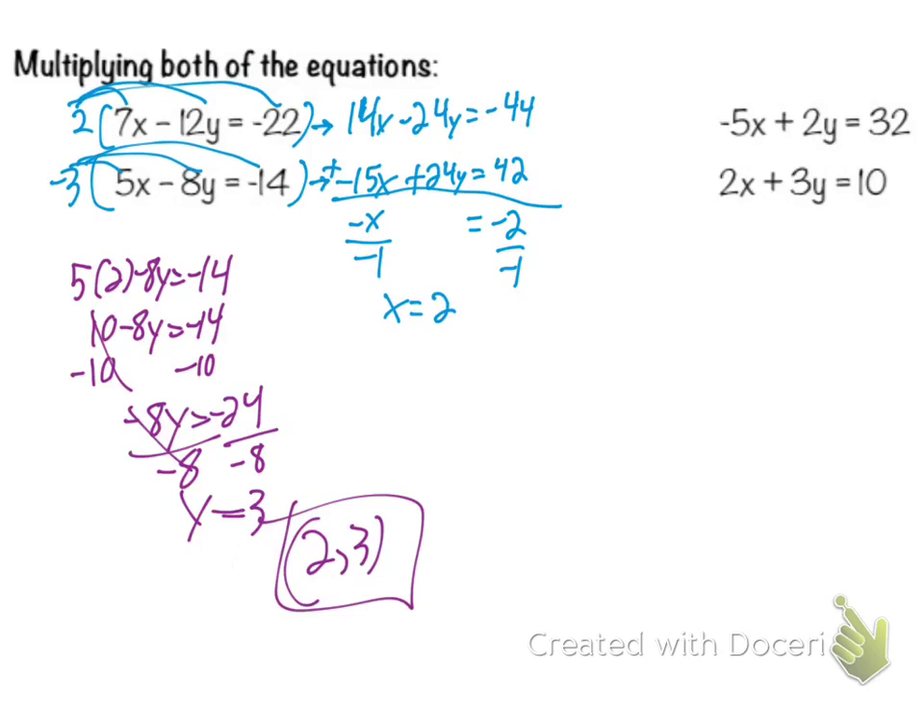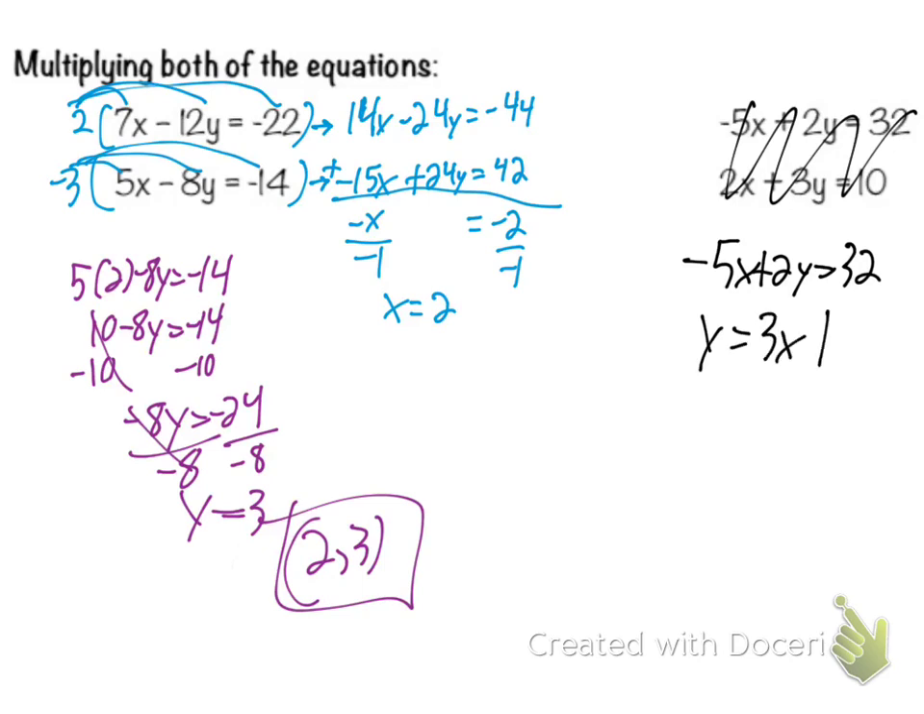Now, what would happen, guys? Would it be as simple and as streamlined if we had an equation like this, maybe? Negative 5x plus 2y equals 32. And then we had y equals 3x plus 4. Would that be as simple for elimination? No. Why not, Whitney?